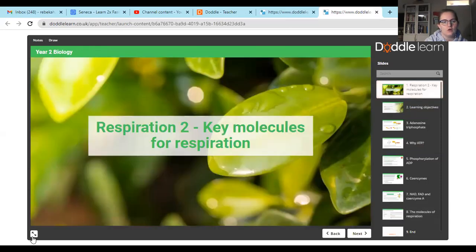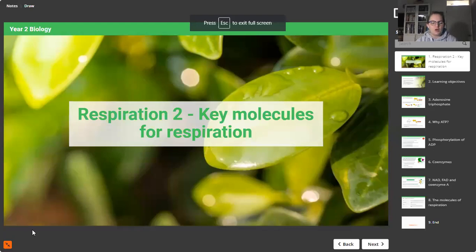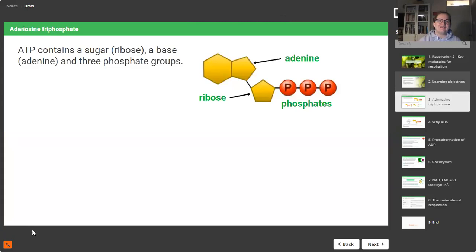What we're going to do is look at those molecules for respiration in a bit more detail, because there's some molecules that we haven't really talked about before, and there's some that we have. So ATP, and I'll give a super fast overview of ATP because we've looked at this loads recently. ATP contains that sugar ribose, a base, which is adenine, and 3 phosphate groups.